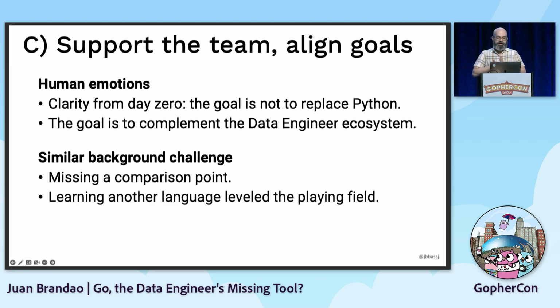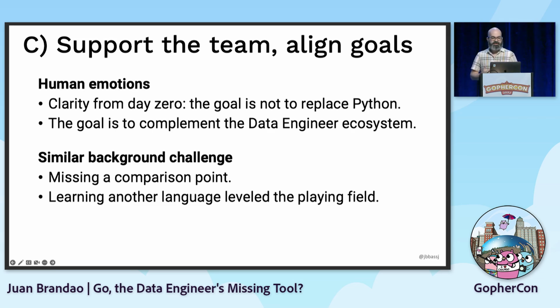And on ramping up a team with only Python proficiency, we had to support our team and align on clear goals. The most important and beautiful challenge is dealing with ourselves, humans. So from day zero, we made clear that the goal isn't and will not be to replace Python. The goal is to complement the data engineer's ecosystem. Stating this upfront helped ease concern and approach Go with the right mindset.